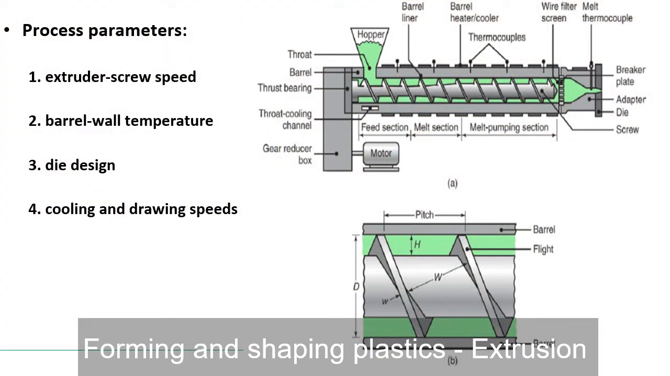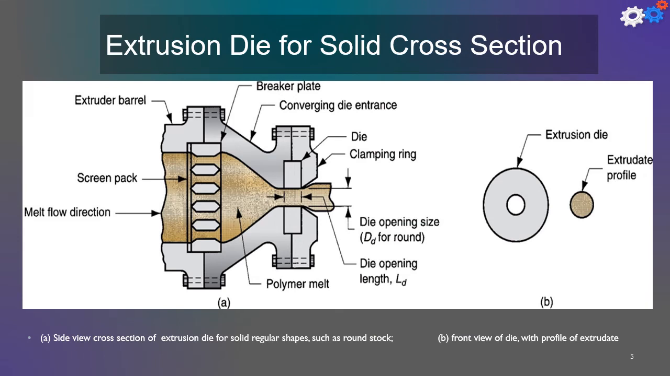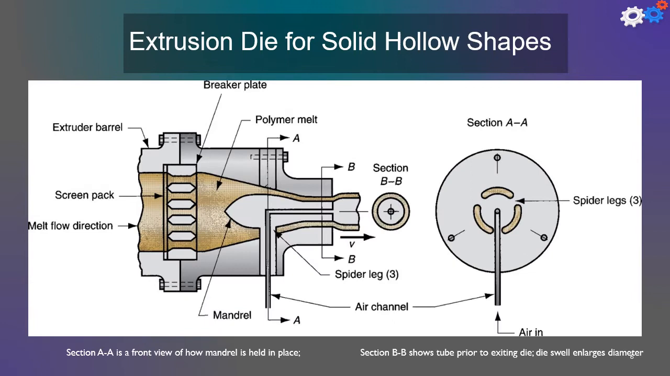The main process parameters are the extruder screw speed, the barrel wall temperature, the die design, and the cooling and drawing speeds. Hollow shapes, like tubes, can also be produced by using an extrusion die with spider legs.